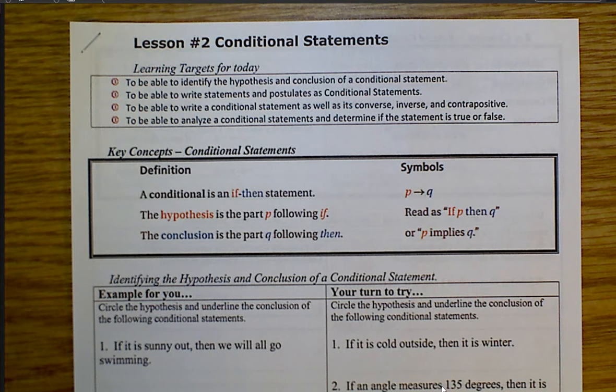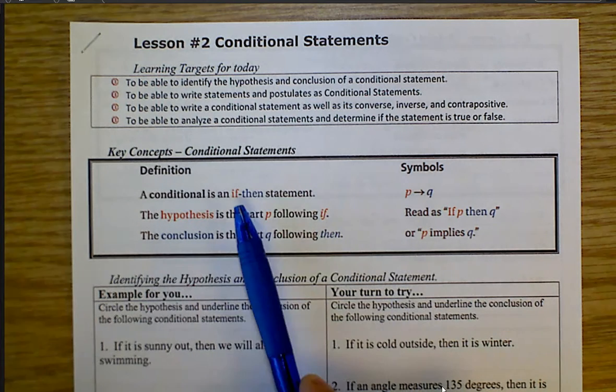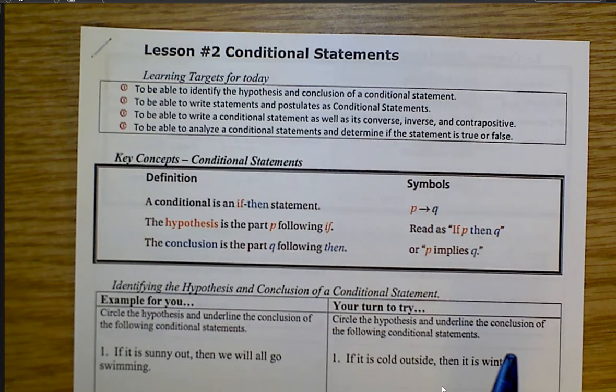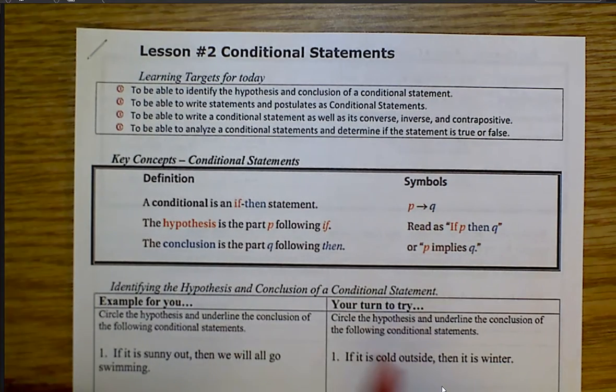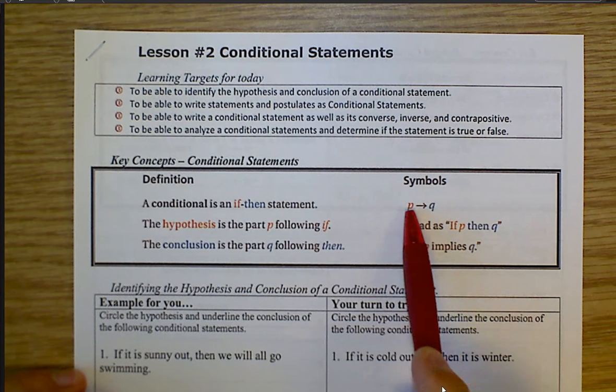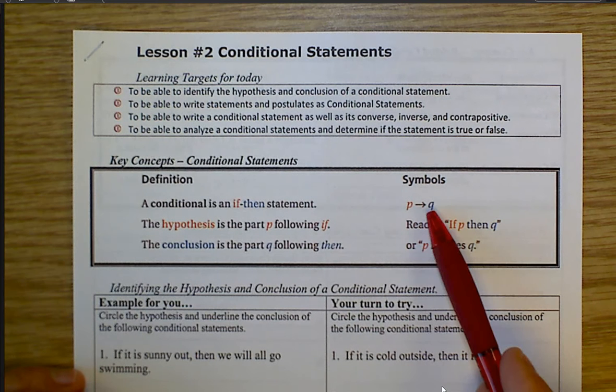Now, I'm going to use colored pens, so I have my blue and my red so that I can kind of use the colors that are in your notes. Okay? So with a conditional statement, we have what's called the if part and then the then part. And we use the symbols P and Q. Now, I don't know why mathematicians decided to use P and Q, but that's just the way it is.